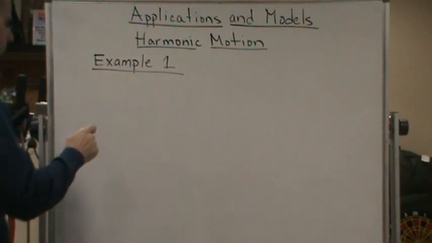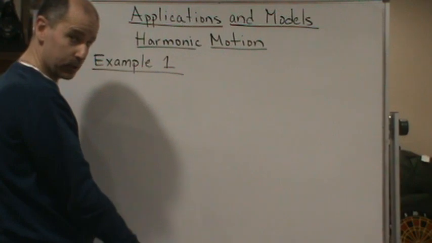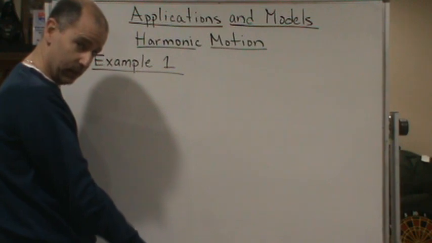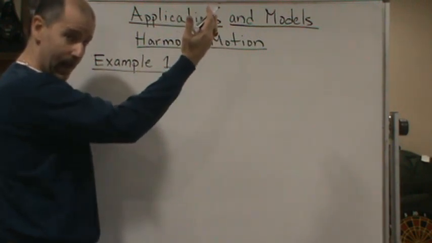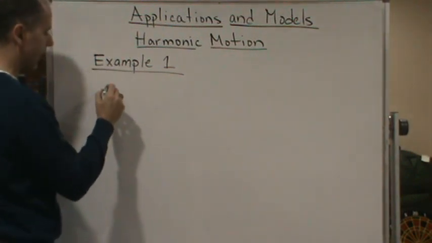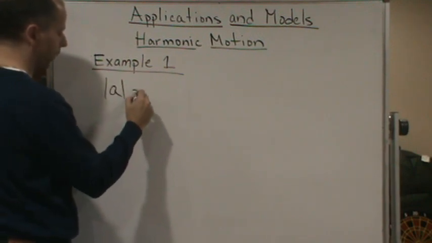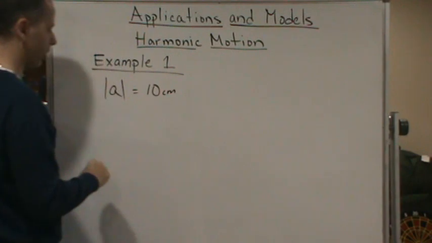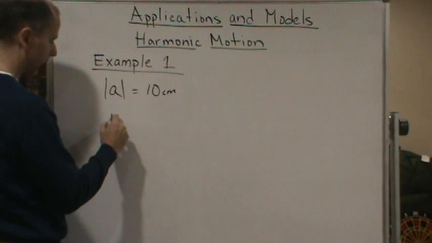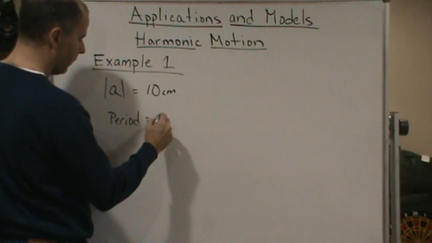In that example, the maximum negative displacement was negative 10 centimeters, and the maximum positive displacement was 10 centimeters. The equilibrium point was at 0. So the amplitude, the absolute value of A, is 10 centimeters. We talked about that. We also know that the period was equal to 4 seconds.